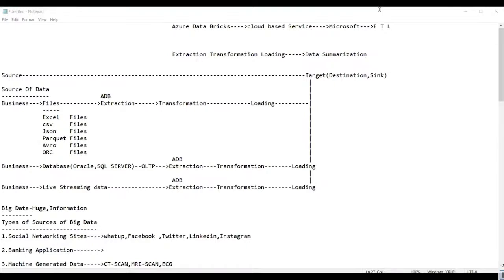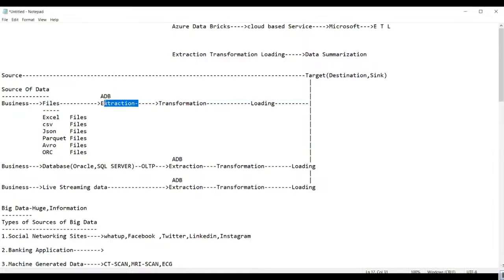Try to understand what companies are doing in a project up to the job of data ingestion. I'm telling you the live scenario of what is going on right now in most of the projects. Up to the data ingestion. Ingestion means what? Extraction.